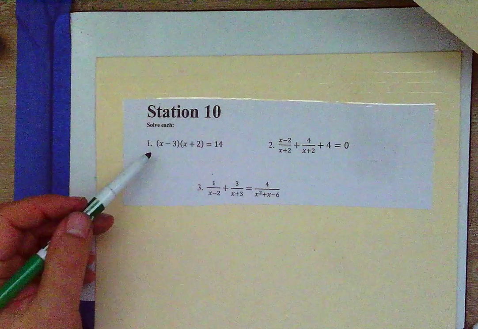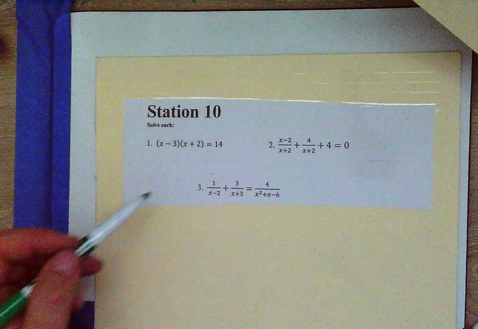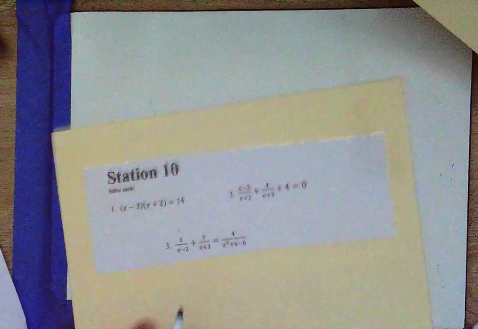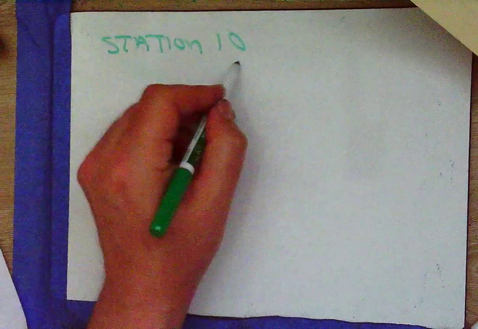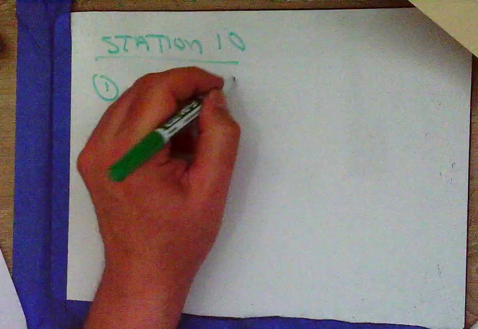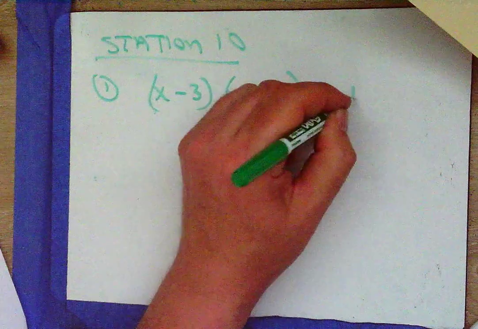More inequality fun. Excellent. What about station 10? Ooh, solving. No inequalities, just straight solving. We've got some rational equations to solve, and it looks like a quadratic to solve. So I've got station 10. I've got, for problem number 1, x minus 3, x plus 2 equals 14.